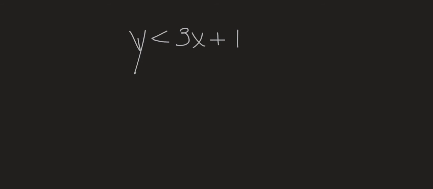All right, so we've got y is less than 3x plus 1, and the graph for y equals 3x plus 1, because that's how we're going to graph it, is going to be something that looks like this. So it's going to cross the y-axis at the y-intercept at 0, 1, which is right about there, and it's going to have a slope of 3. So it's 1, 2, 3 up and 1 over.